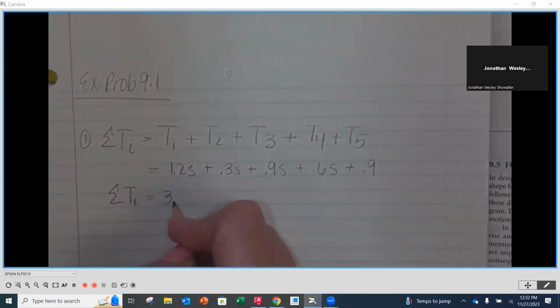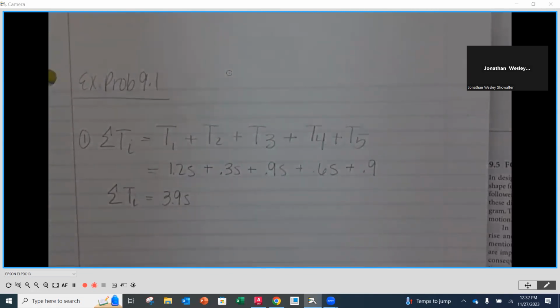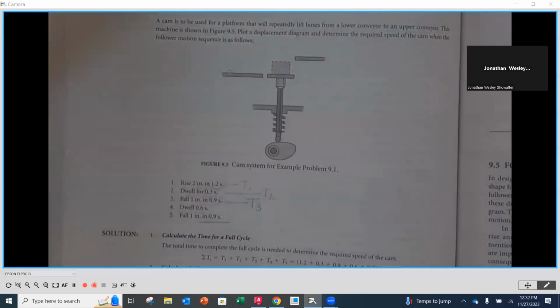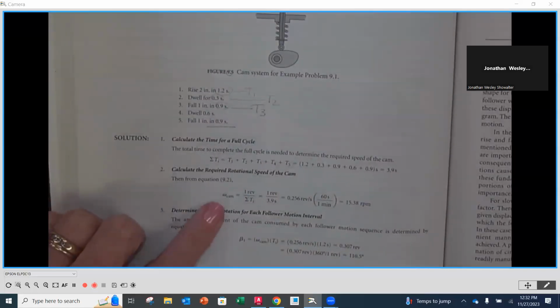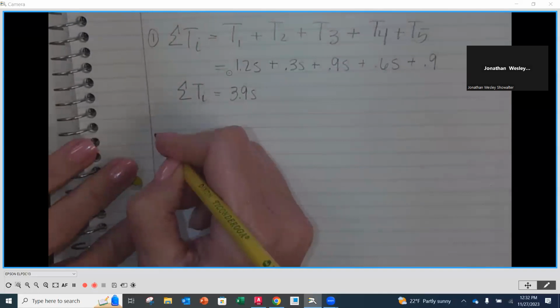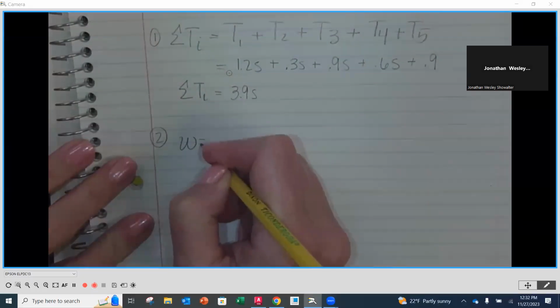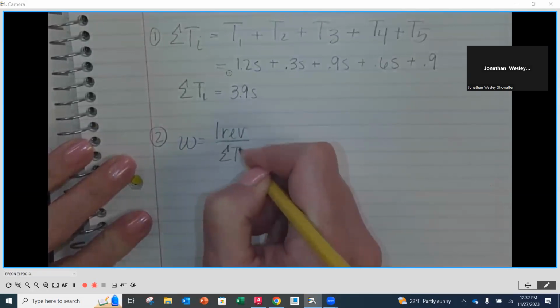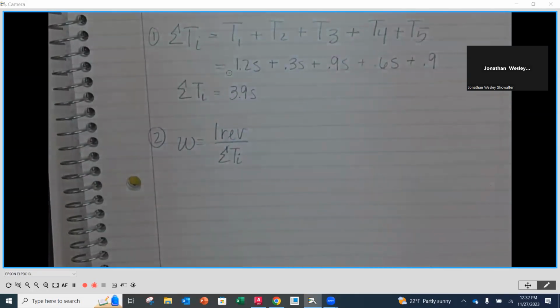3.9? 3.9 seconds. So 1 revolution is going to take us 3.9 seconds. And I believe that's the very next thing they have us calculate. Now we're going to calculate the rotational speed. So our ω is going to be equal to 1 revolution divided by the total time it takes to do the prescribed motion that we have there.